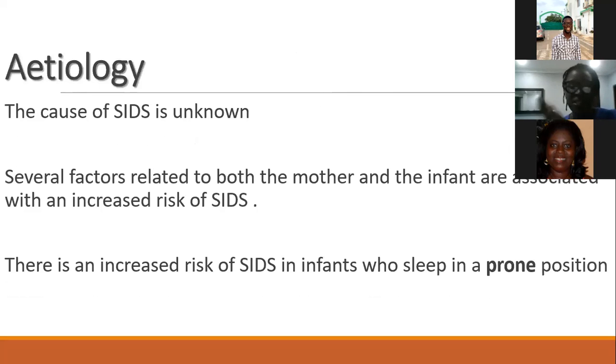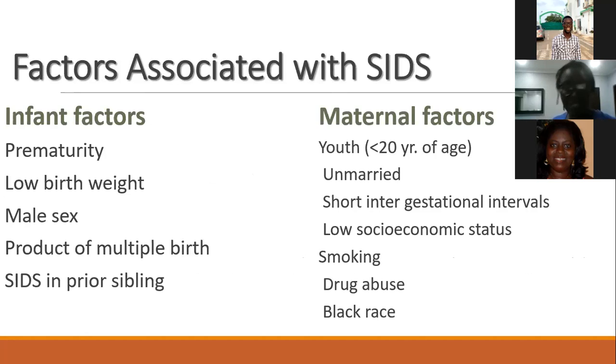The cause of sudden infant death syndrome is unknown, but there are lots of risk factors which are associated with this. And the commonest thing is putting an infant to sleep in the prone position. You know, the prone position, lying with the head on the bed. That is associated with sudden infant death syndrome. There are other factors associated with it: prematurity, low birth weight, male sex, multiple births, so twins or triplets, then a history of sudden infant death in a prior sibling. For the maternal factors, you realize that these all have to do with low socioeconomic status.